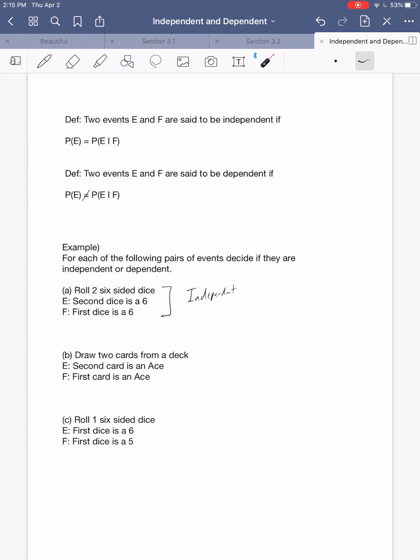As you can imagine, generally rolling multiple dice is going to be an example of independent events because each die is separate from the other dice. Did it have to be dice here? Well, no. If we had done that, it could have been coins.